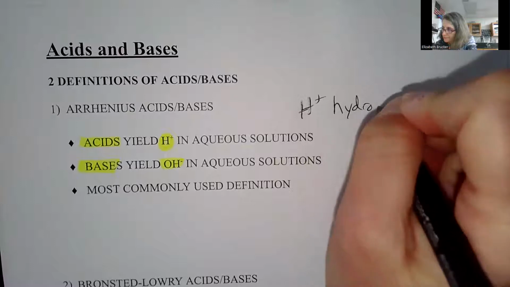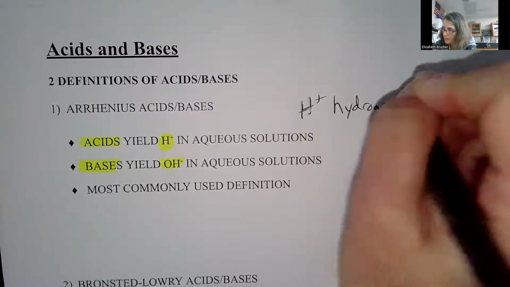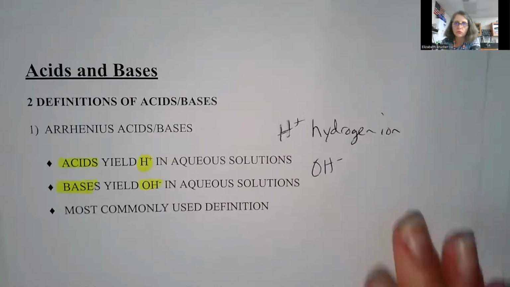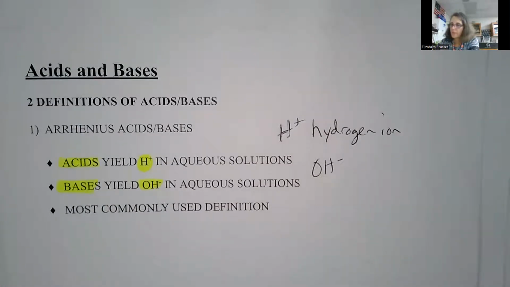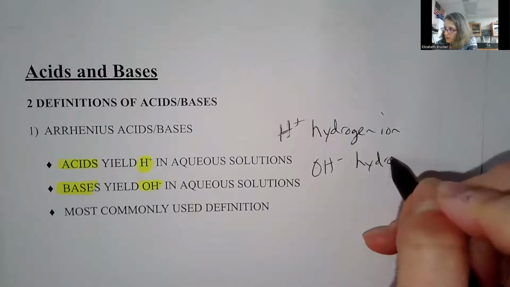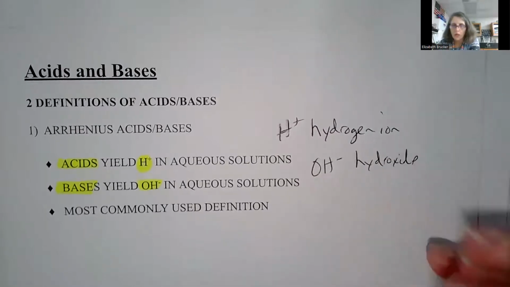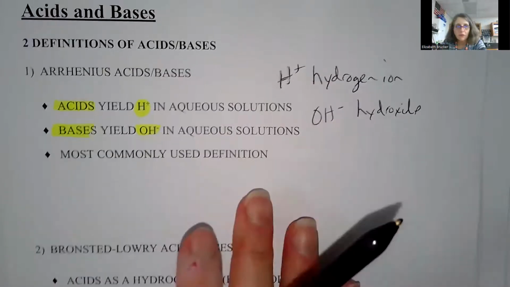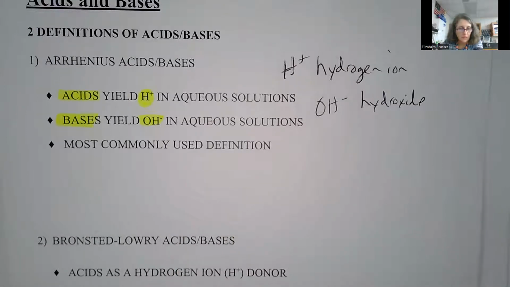For our discussion, H+ is called hydrogen ion, and OH- is called hydroxide. So if you start to see those words used in our discussions, you won't get confused by that. The most commonly used definition is Arrhenius acids and bases.